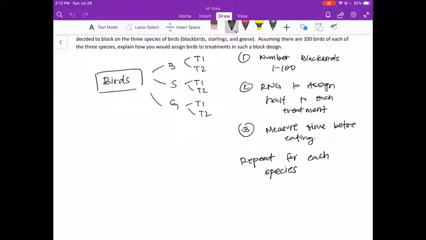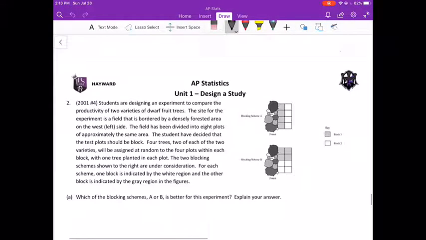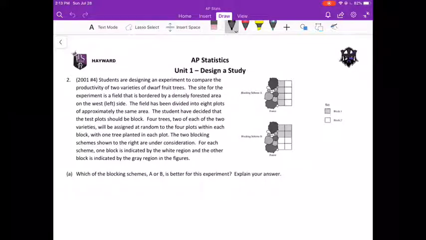Okay. Moving on to problem number 2. This comes from the 2001 free response question. Students are designing an experiment to compare the productivity of 2 varieties of dwarf fruit trees. The site for the experiment is a field that is bordered by a densely forested area on the west, which is the left side. The field has been divided into 8 plots of approximately the same area.